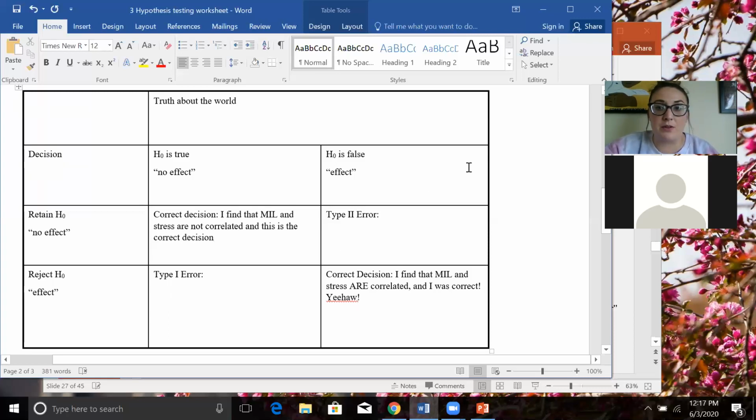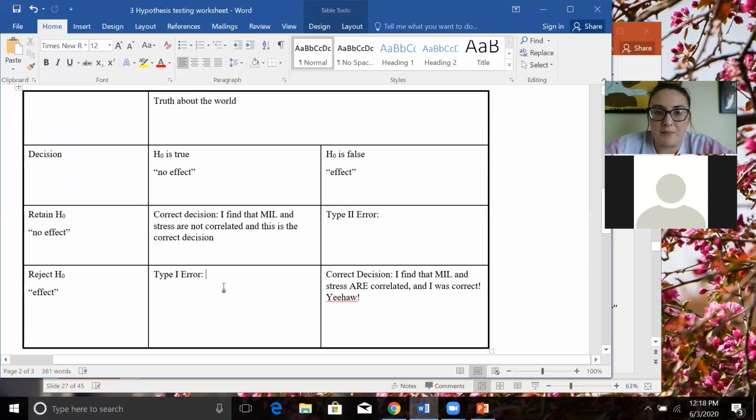So then we have to deal with our type 1 and our type 2 error quadrants. We don't really want to live in either one of these quadrants, but one of them is actually a little bit less pleasant than the other. So let's say we're living in this type 1 error. So we reject the null hypothesis, find an effect, and we are mistaken.